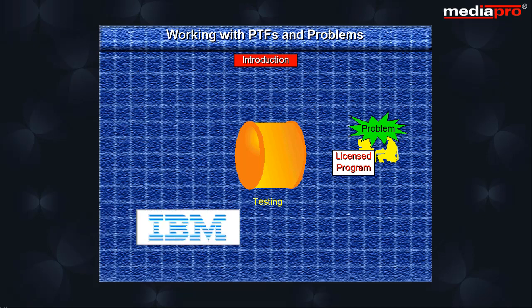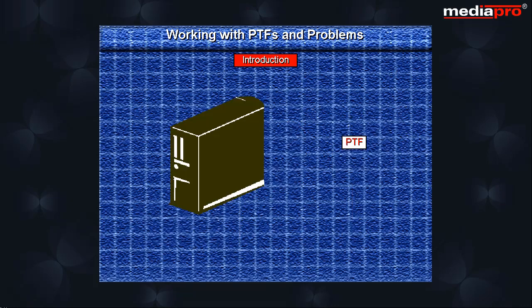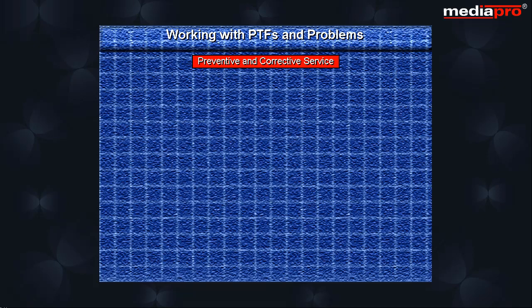Whenever a problem is detected, IBM creates a Program Temporary Fix, or PTF, to correct the problem temporarily. The final solution to the problem is normally included in a new release of the product. After receiving a PTF, one has to load and apply it to the system. There are two approaches for maintaining licensed programs on the AS400: Preventive Service and Corrective Service.